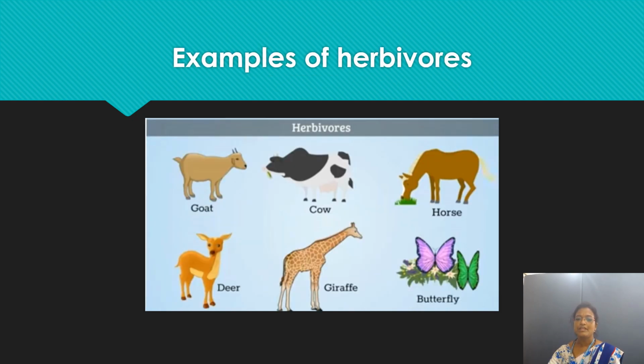Here are a few examples of herbivores. You can see here goat. Goat is a herbivorous animal. Cow, horse, deer, giraffe, butterfly. So these are the examples of herbivores.